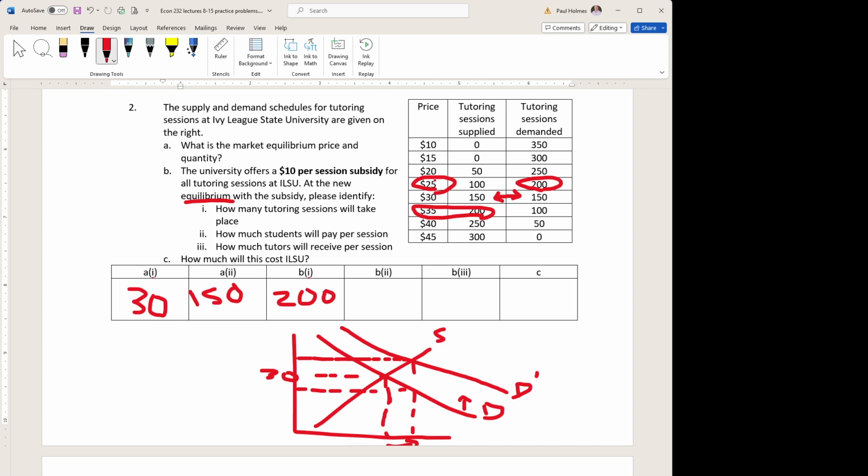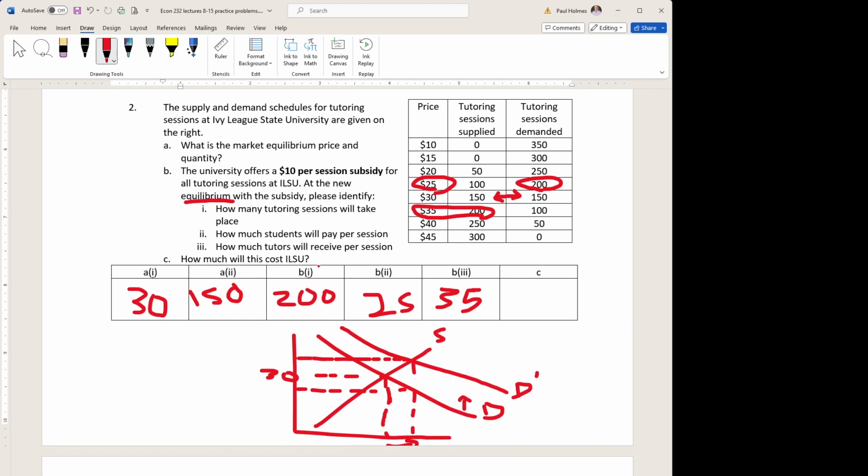How much will students pay? There'll be 25, and the tutors will get 35. So we've found our equilibrium there, where there's a $10 difference between the price the buyers pay and the price the sellers receive, and where the quantity has risen, which we know it must for a subsidy.